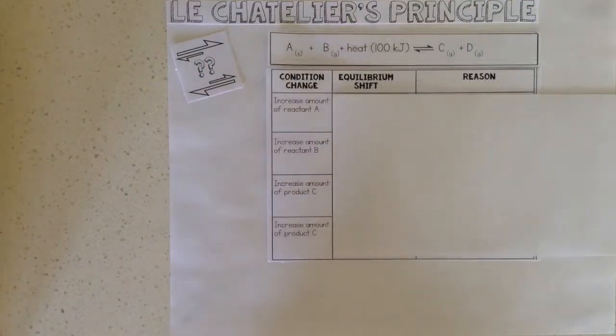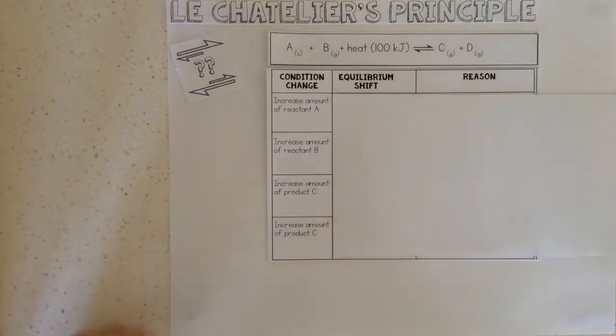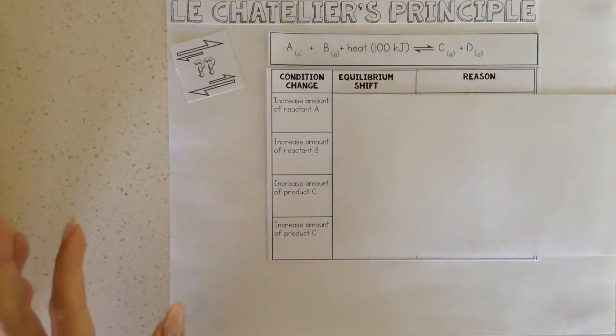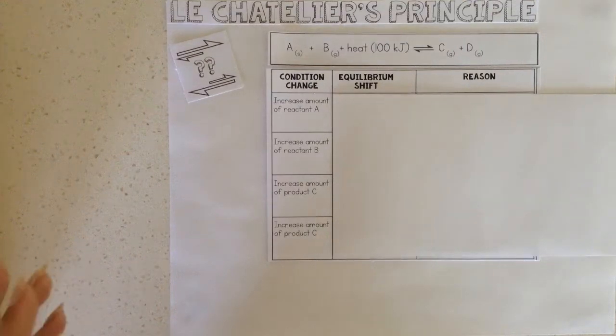What we're going to do is go through a series of stresses on the system, and we're going to predict which way the equilibrium will shift. And then we'll talk about why that shift happens.